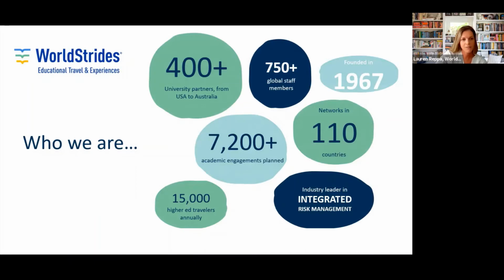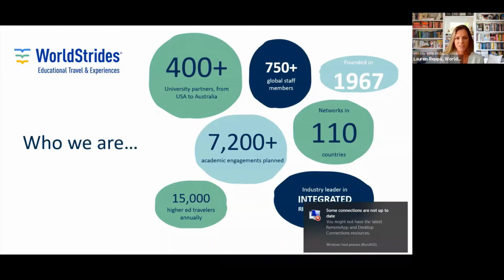And this slide is just a quick snapshot of some of our numbers that we're very proud of. So we operate programs in 110 countries. We have 400 plus university partners around the world. Our global experiences team, which we'll talk about more in a little bit, has planned over 7,200 engagements since 2012, and we have over 50 years of experience in the industry. So again, if you have questions about our organization as a whole, we just want to give you a little snapshot of who we are.